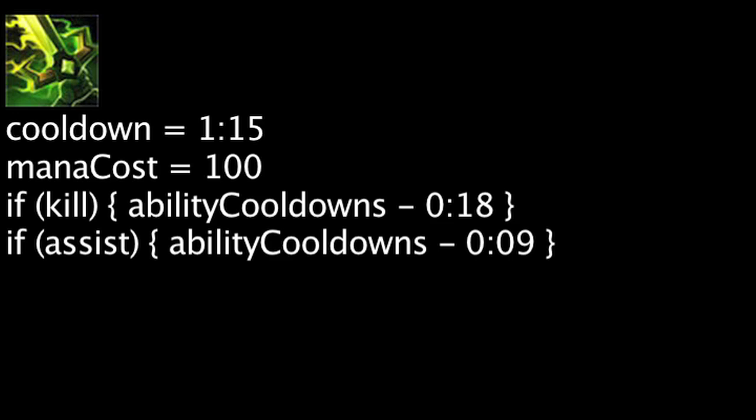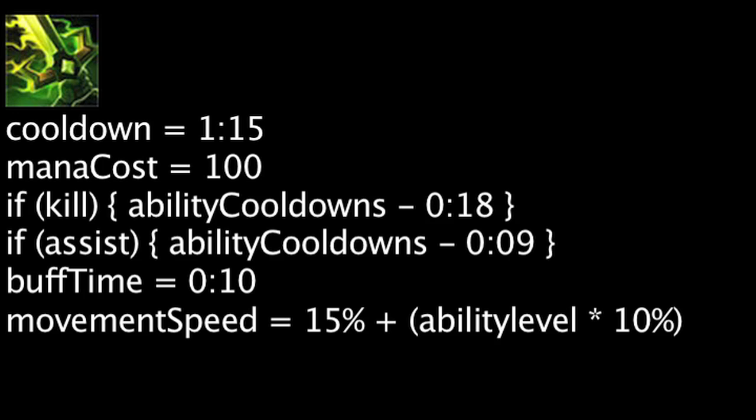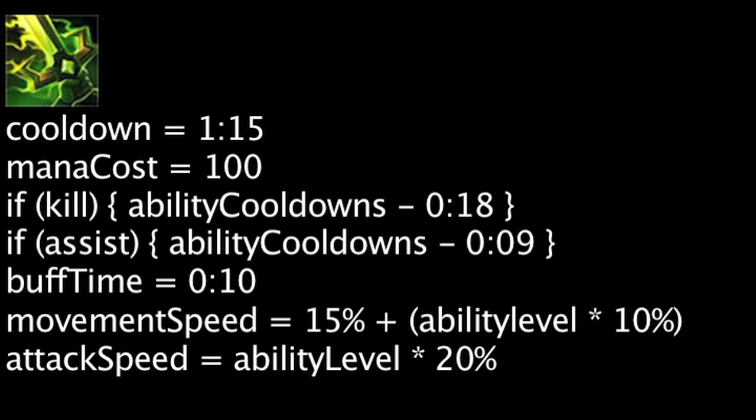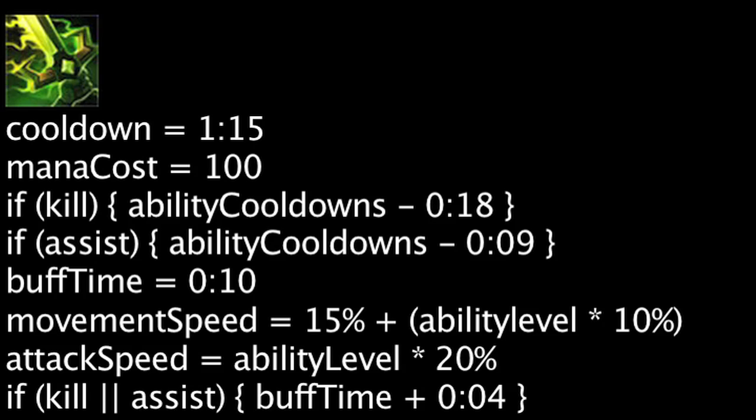When activated, Master Yi will gain movement speed, attack speed, and slow immunity for 10 seconds. The movement speed granted will be equal to 15% plus 10% times the ability's current level. The attack speed granted will be equal to 20% times the ability's current level. If Master Yi gets a kill or assist while the stat bonuses are active, the bonus duration will be extended by 4 seconds.